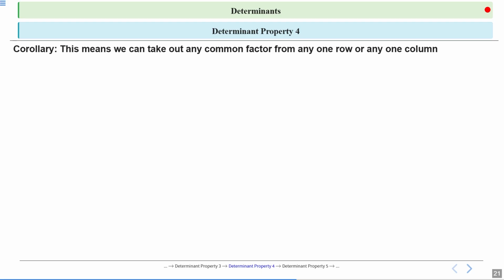Okay, so determinant property 4 means we can take out any common factor from any one row or any one column. By using property 4, if there is a determinant and we want to factor out a constant term from each row, for example if there is 2 into 3, 3 into 2, and 4 into 2, then 2 is present in all of the row, so we can take it out from row and column.